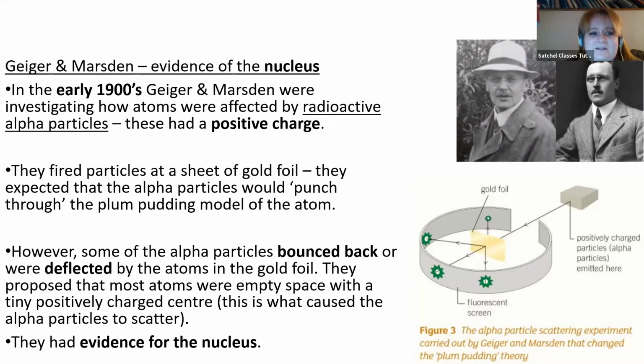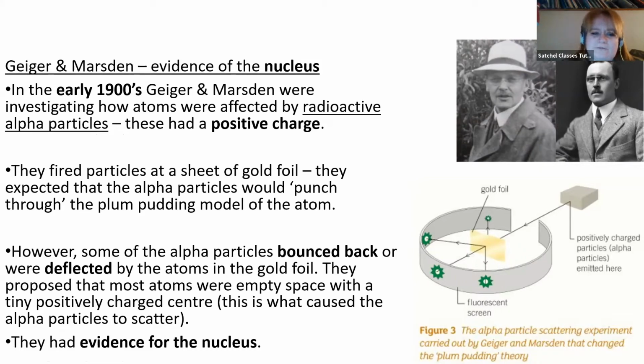In the early 1900s, Geiger and Marsden were investigating how atoms are affected by radioactive alpha particles. If you don't know about alpha particles, you should look at the ionizing radiation videos. They have a positive charge. Alpha particles are a helium nucleus, and they've got a positive charge. They fired them at a sheet of gold foil.